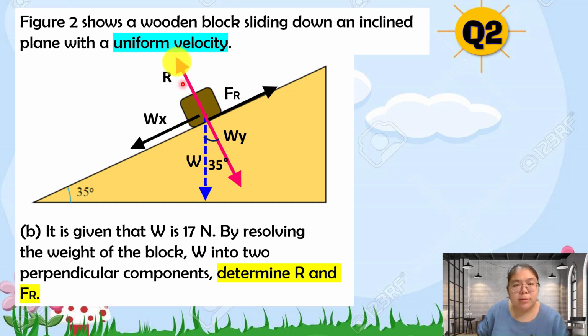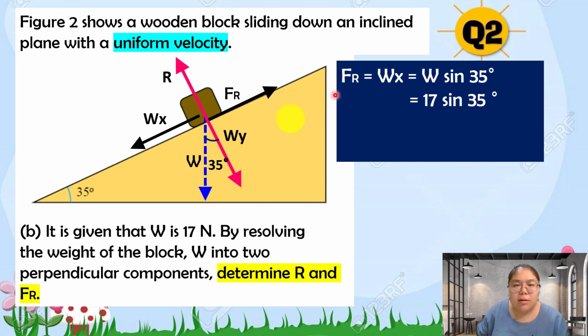Okay, another one, uniform velocity as well. So the normal reaction, R, must equal WY. So that's why the object becomes balanced. So from here the question wants you to find what's R and what's FR. So that means they want to find WY and also WX. Okay, now we go to solve it.